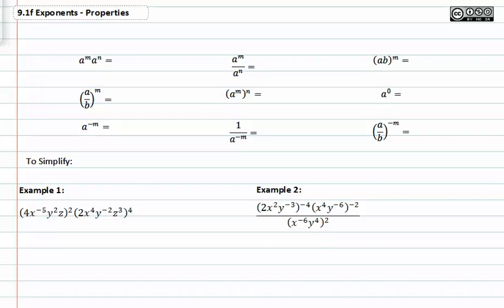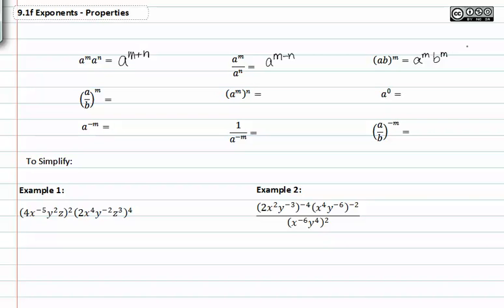Let's go ahead and review the properties for exponents. If you have two bases that match and they're being multiplied together, you can add the exponents. When you have two exponents and they're being divided, you can subtract exponents. If you have two factors raised to an exponent, you can distribute that exponent through to each factor in parentheses.